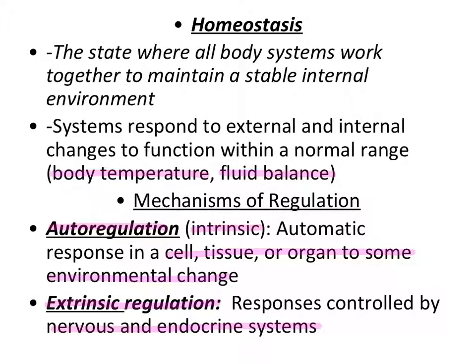Now, there are two types of regulation. There's something called autoregulation, that's intrinsic. It's an automatic response in a cell or tissue or organ to some environmental change. Then there's a second type of regulation that's called extrinsic regulation. These are responses controlled by the nervous system and the endocrine system.